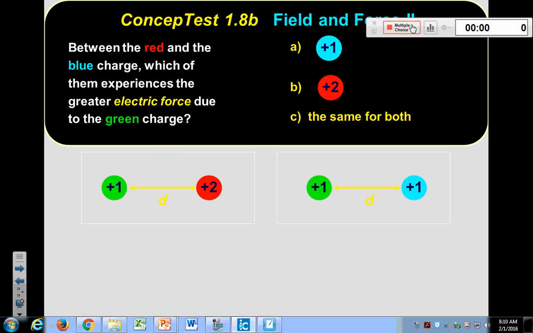Which of these experiences the greater force, the red or the blue charge? Or is it the same for both? The electric field is the same for both, but which experiences the greater force? Blue, red, or the same?